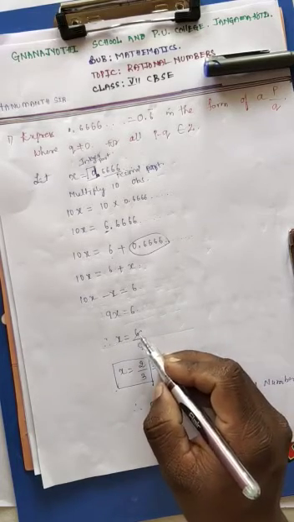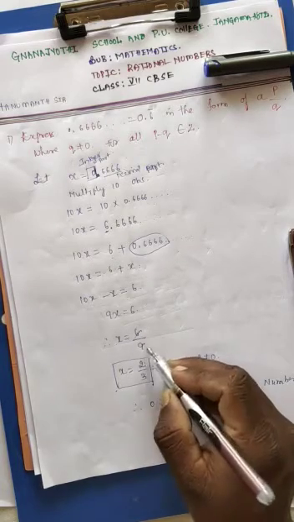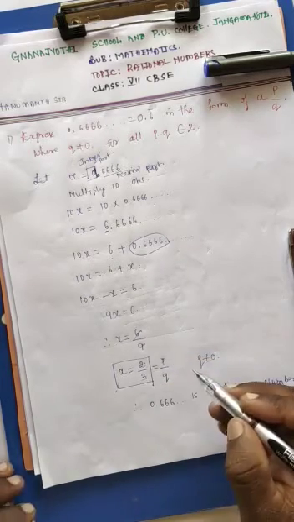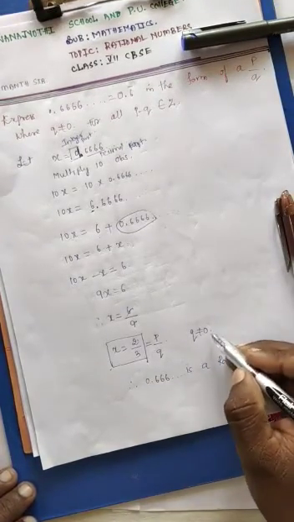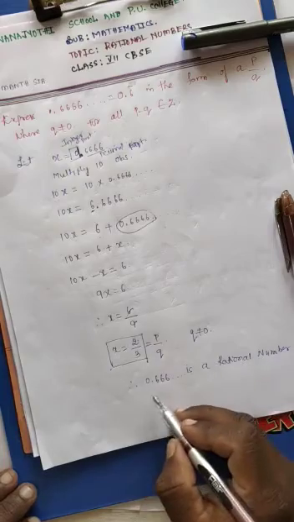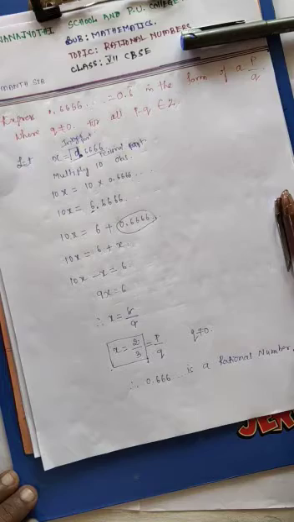The simplest form of 6 by 9 is 2 by 3, since 3 twos are 6 and 3 threes are 9. Hence it is of the form p by q, where q is not equal to 0. Hence 0.666... is a rational number. Okay.